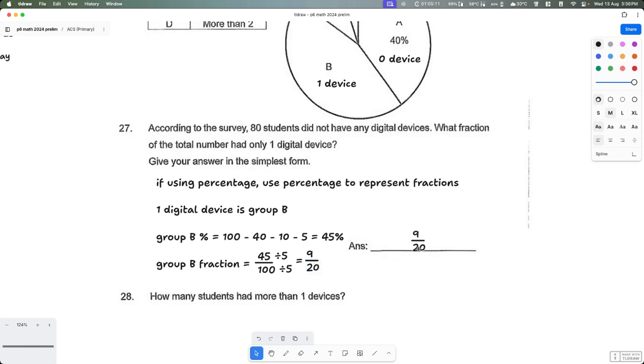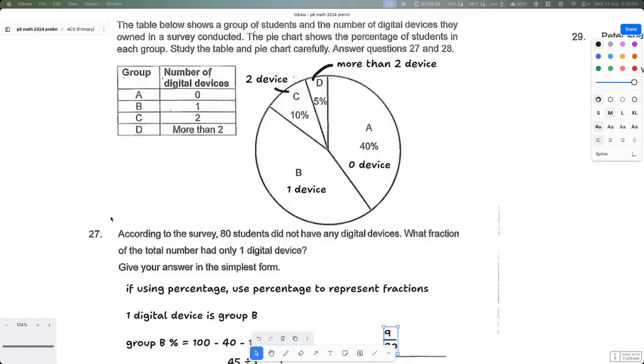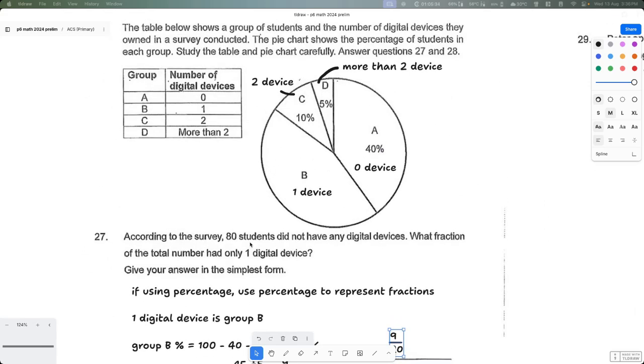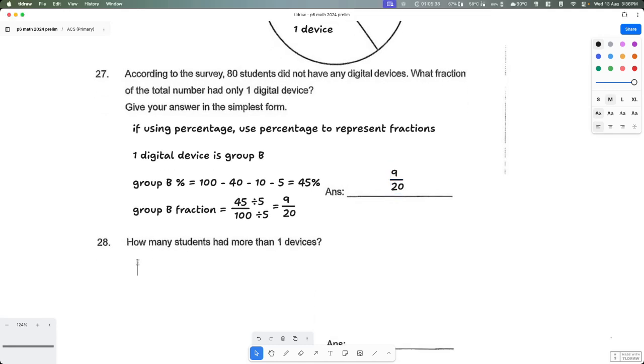Let's move on to question 28. How many students had more than one device? Students who have one device is B. More than one device is group C and group D. So more than one device is equal to group C plus group D.